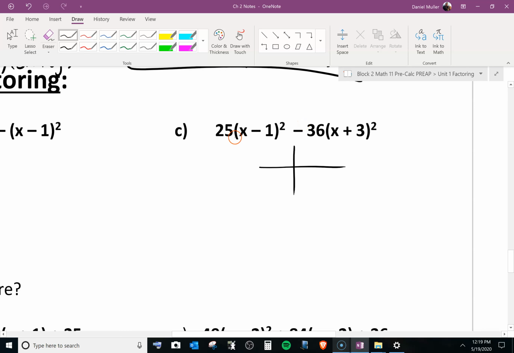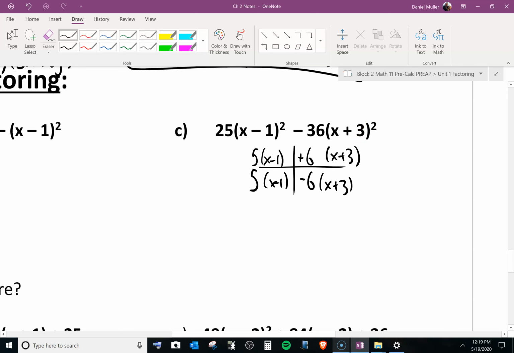So what we need to do is 25 is 5 and 5. 36 is 6 and 6. One needs to be plus, one needs to be minus. And then this needs to be x minus 1 and x minus 1, because x minus 1 times x minus 1 is x minus 1 squared. And this side needs to be x plus 3 and x plus 3, because x plus 3 and x plus 3 is x plus 3 squared.